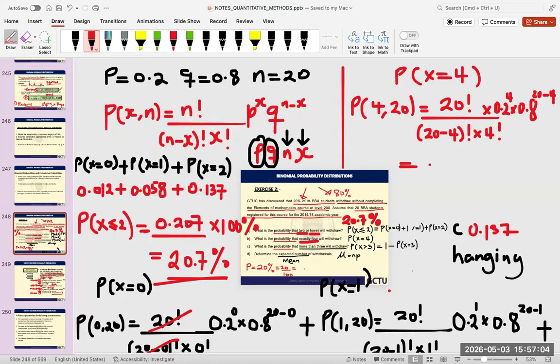So you should be getting somewhere around 0.218. You multiply it by 100%, and then your answer becomes 21.8%. So I'm waiting for the answer you have, and then we can close.